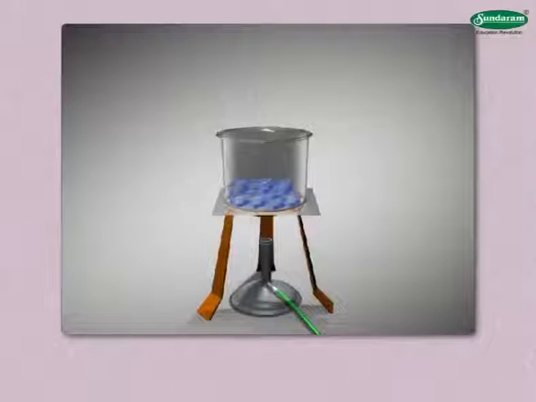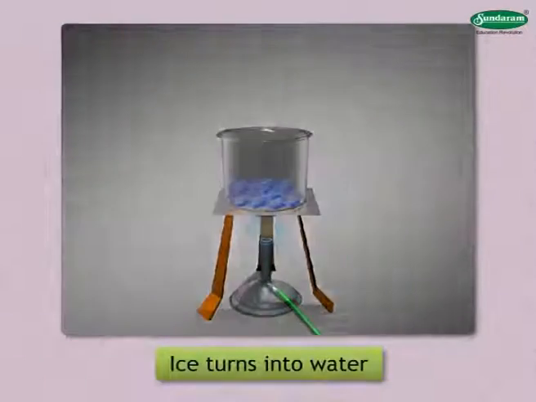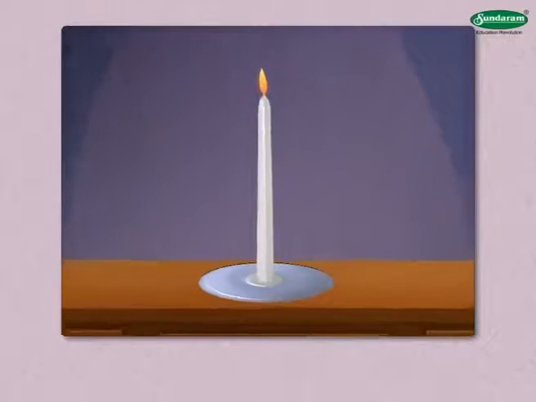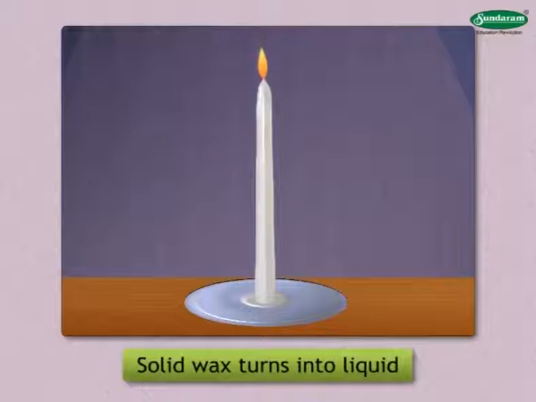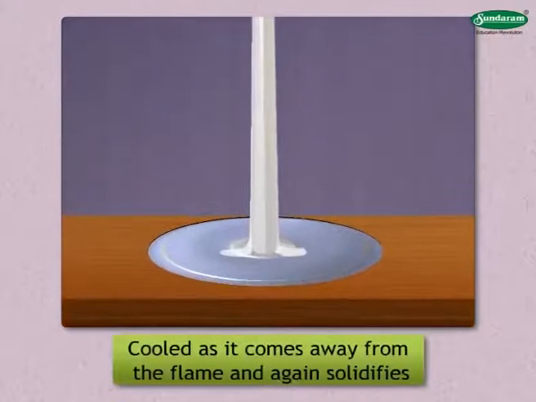If a solid substance is heated, it changes into a liquid. Example, ice turns into water when it is heated. Let us try this simple experiment to study the change of state. Take a candle, light it, and observe the changes of state that take place. We can observe that when a candle is lit, it gets heated up and the solid wax turns into liquid and the liquid flows down. It gets cooled as it comes away from the flame and again solidifies.